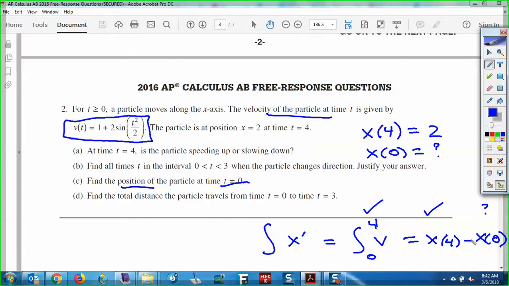So that's how we would use the integral here. We could have solved for this first, right? But we can find this integral, and then what do we want to do? We just want to take 2 minus that integral.